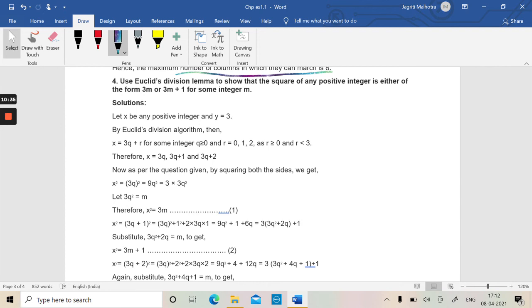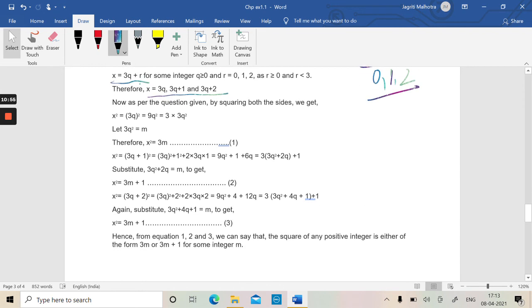Now let x be a positive integer, and y equals 3. Then by Euclid's division algorithm, x equals 3q plus r. Since 0 is less than or equal to r less than 3, r equals 0, 1 and 2. Now as per the question, squaring both sides, this happens. Then 3q squared, letting it as m, therefore x squared equals 3m.